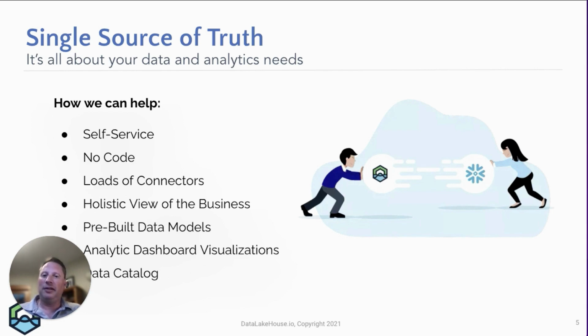And then one final layer on top of that is something referred to as the data catalog. DataLakehouse.io has its own simplified data catalog so that anyone from your organization can log into DataLakehouse.io and they can begin to understand some of the metadata definitions regarding the data that's being synchronized from the source systems. And it's very collaborative.